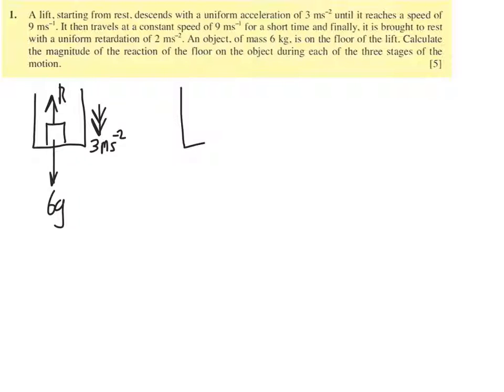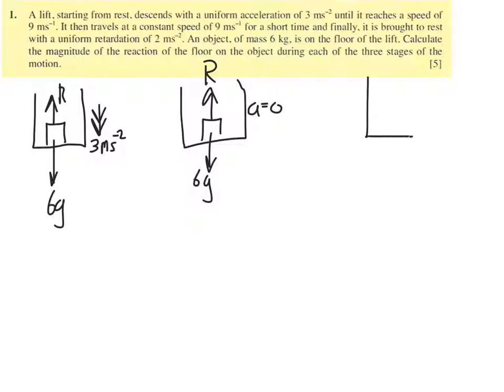In the middle part of the motion, okay, so there's my little lift. It's a bit wonky. I've still got the 6g force, still got the reaction from the floor, but this time there's no acceleration. So the acceleration equals 0 because it's got a constant velocity. In the third one, there's my parcel. I've got the 6g. I've got the reaction, and this time it's slowing down, so it's coming to a stop. So that means it's accelerating that way, and the acceleration is 2 meters per second squared.